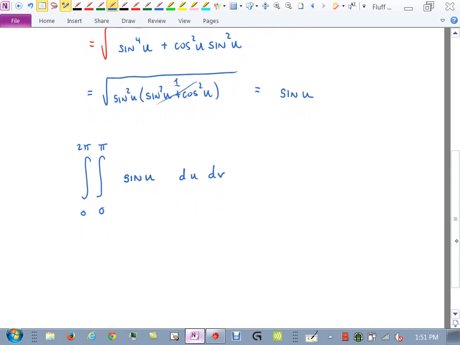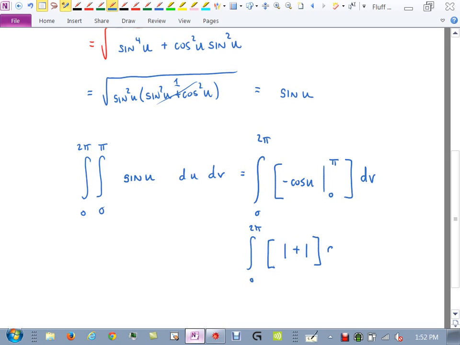What's the antiderivative of sine u? Negative cosine. So we have 0 to pi. This is negative cosine u evaluated from 0 to pi dv. Cosine of pi is -1, but then there's a negative, right? So that just becomes a 1. And now what's cosine 0? 1, but then it's negative, but then that's subtracted, so it becomes +1 dv.